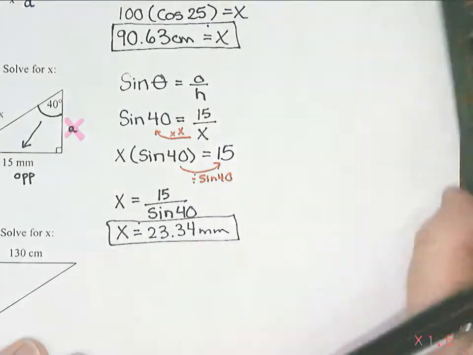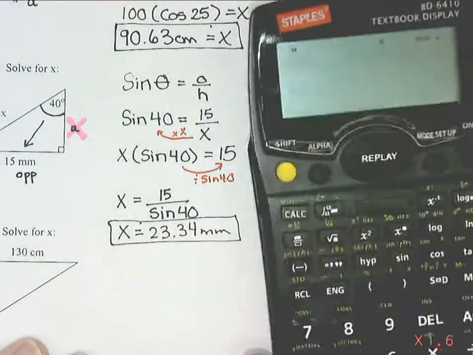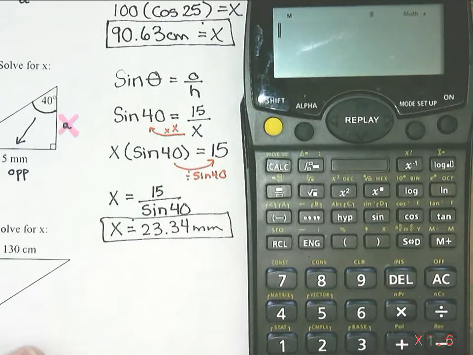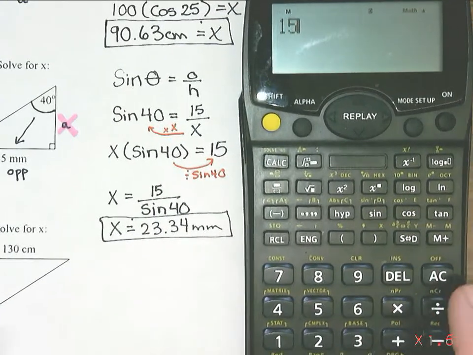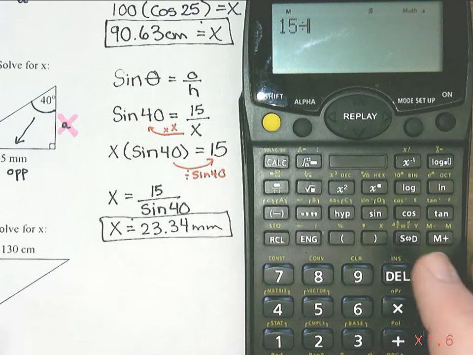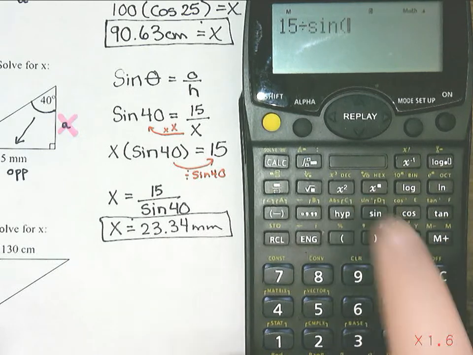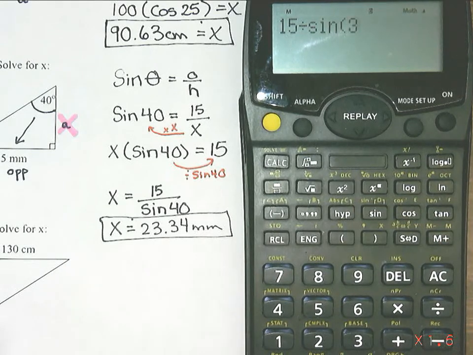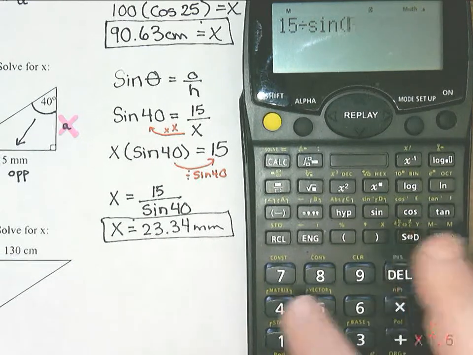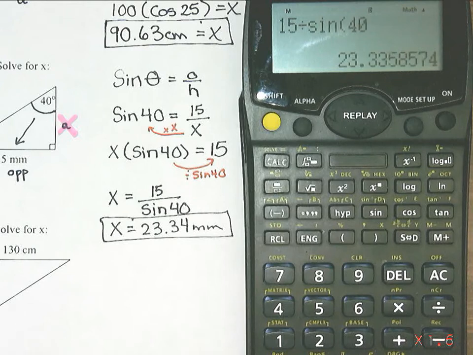If you have a calculator where you do see what you type in on the screen, we're going to start the same way. We're going to do 15 divided by, and then this time we're going to press sine first and then type in the angle of 40 degrees to get 23.34 millimeters.